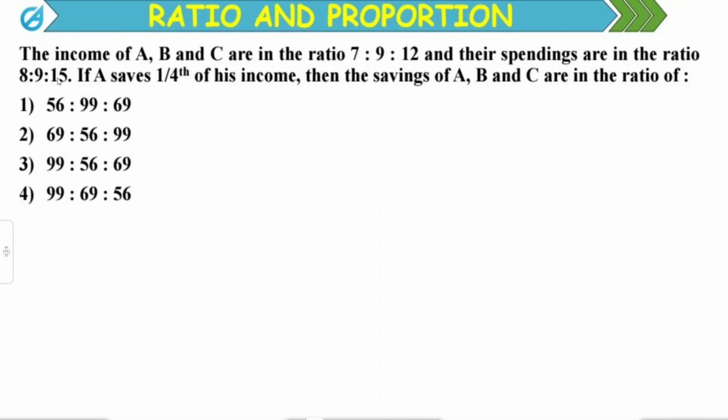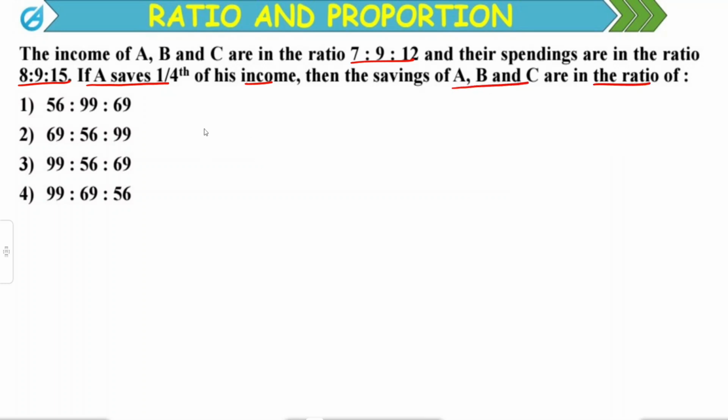See here, the income of A, B, and C are in the ratio 7 is to 9 is to 12, and the spendings are in the ratio 8 is to 9 is to 15. If A saves one fourth of his income, then the savings of A, B, and C are in the ratio.